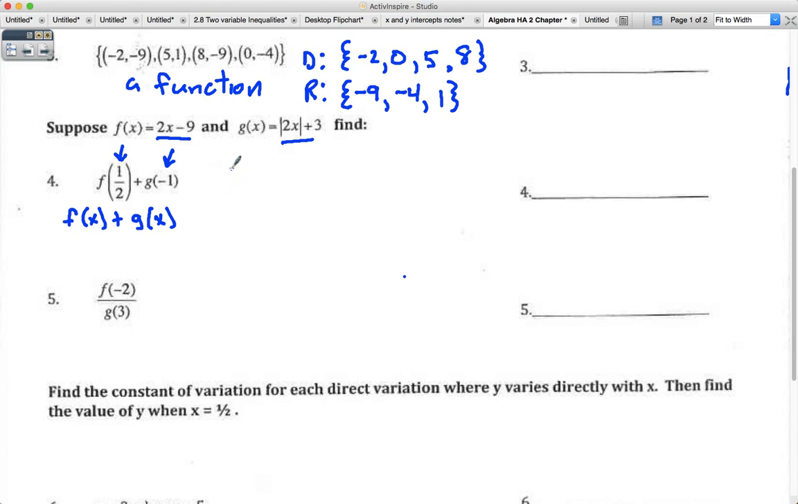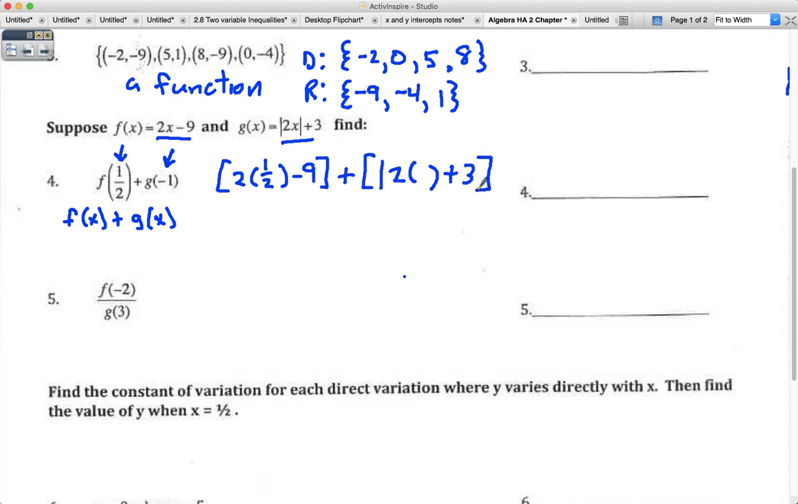So f of x is 2 times x minus 9. And I'll come back and fill this in with 1/2. Now I'm going to add g of x. G of x is the absolute value of 2 times an input plus 3.